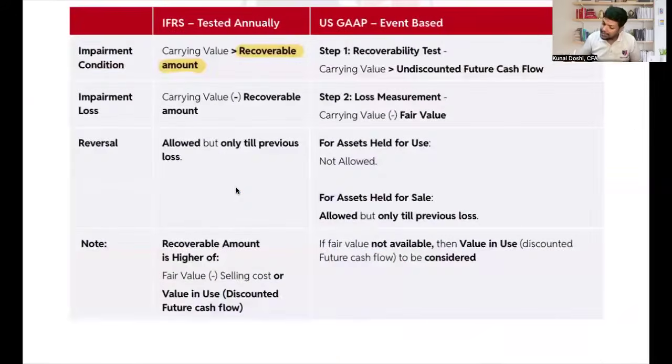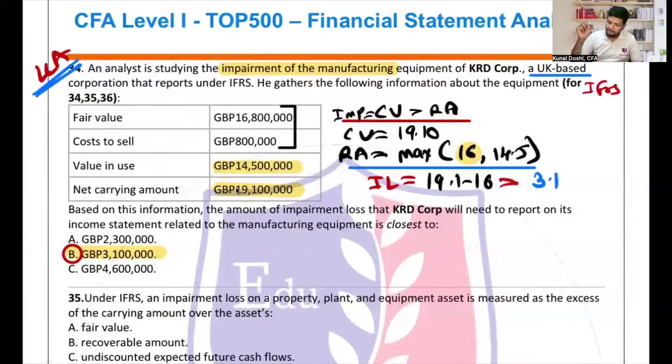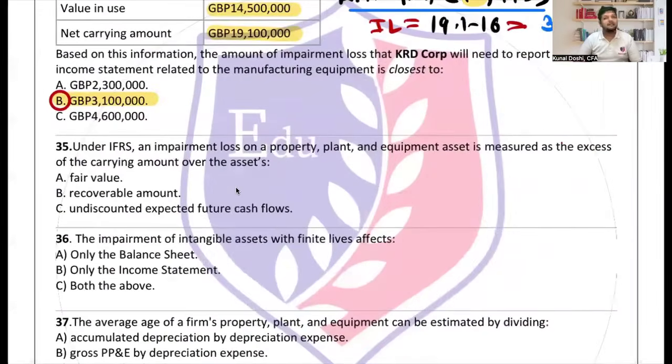See here, recoverable amount is the higher of fair value minus selling cost or value in use, which is the present value of future cash flows, which they will provide. Correct, everyone? Very interesting, right? Under IFRS, an impairment loss on property, plant, and equipment is measured as the excess of the carrying amount. We just did. Carrying amount over what? What is the term that we used? Carrying amount over recoverable amount, not the fair value. Recoverable amount. Understood, everyone? B.